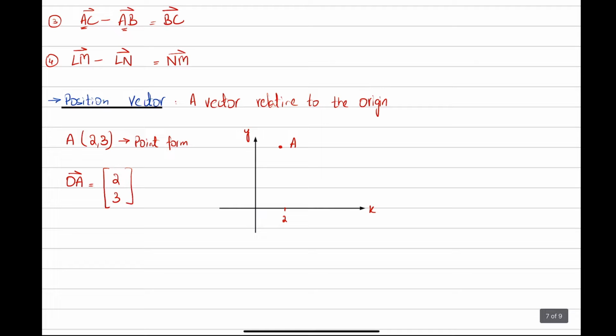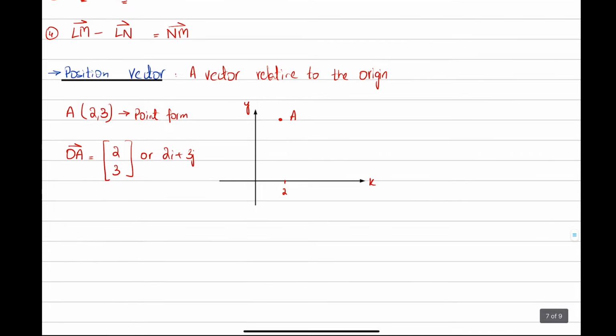It's 2, 3. Or you can write it as 2i plus 3j if you want to write it in ij form. So this is how you write a vector as a position vector. Now let's do another example.